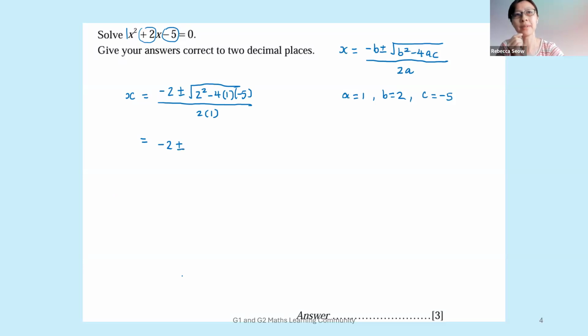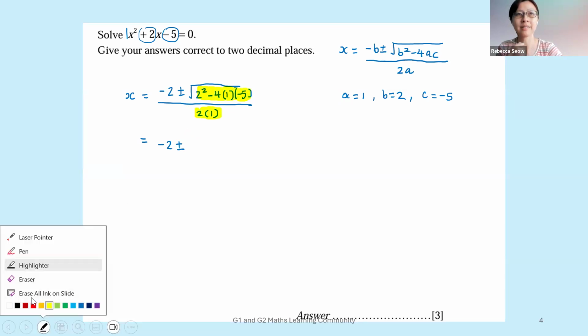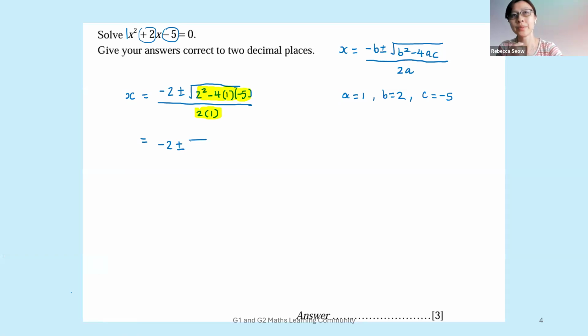Okay. And next, let's move on to simplify what we have. And if you remember, when we do simplification, let's simplify whatever that is within the square root sign and whatever that we have here at the denominator. So within the square root sign, let's work it out. I have 2 squared minus 4 times 1 times -5. I ended up with 24. Did you get that as well? And in my denominator, 2 multiplied by 1 will give me 2.